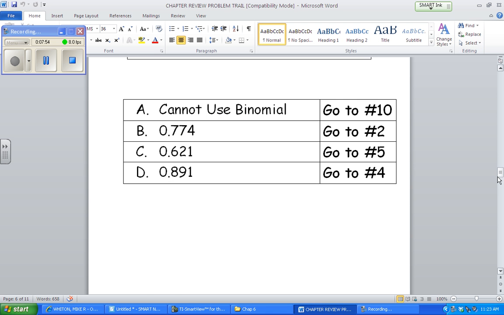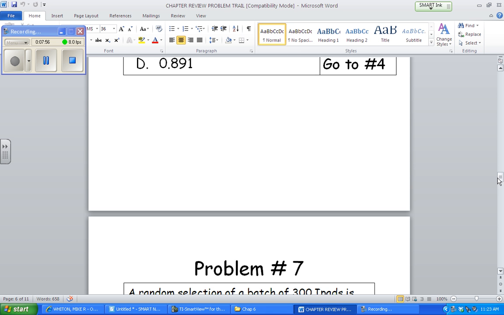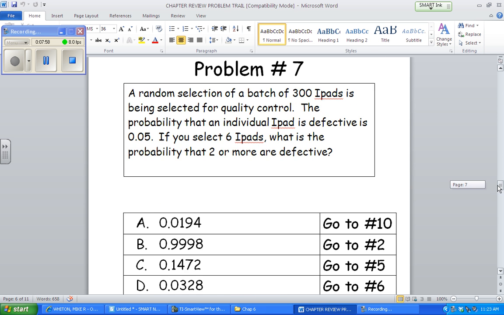Okay, moving on to number 7. There we go. Similar situation here, 300 iPads. The probability that an individual is defective is 0.05. If we select 6, what is the probability that 2 or more are defective? Okay, so for this one, think about the random variable: it's the number of defective, out of 6.